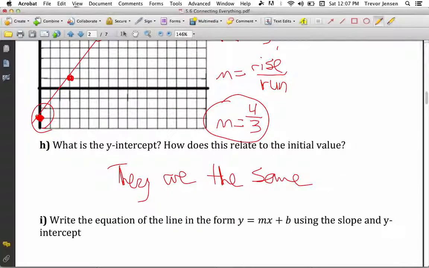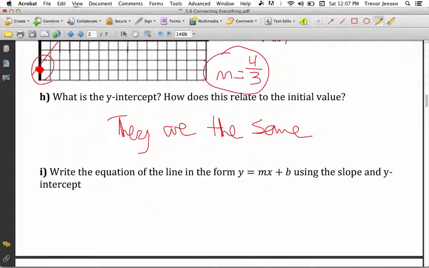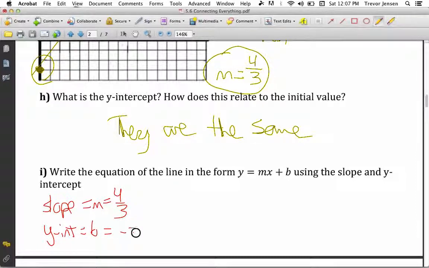Let's write an equation of the line in the form y equals mx plus b using the slope and the y-intercept. Well, our slope is our m value, which was 4/3. Our y-intercept is our b value, which is -3. Plug those into y equals mx plus b, and we get y equals 4/3 x minus 3 once again. So this is just to help you make the connection that the initial value is the y-intercept when the relation is represented graphically, and the constant of variation is the slope when it's represented graphically.